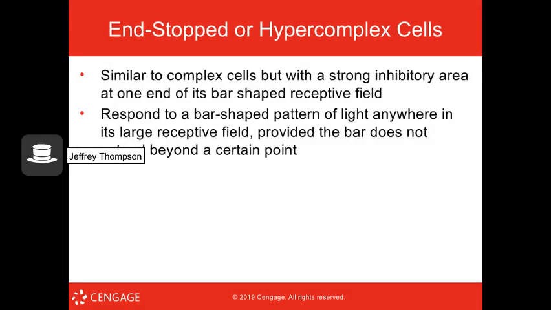Then we have end-stopped or hypercomplex cells. These are similar to complex cells, but they have a strong inhibitory area at one end of the bar-shaped receptive field. These can respond to a bar-shaped pattern of light anywhere in its receptive field, provided that the bar doesn't extend past a certain point.